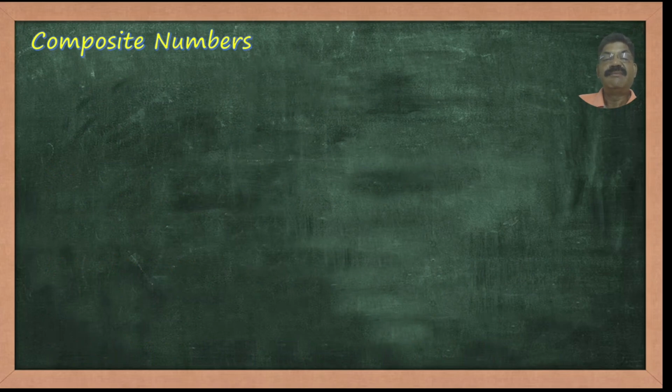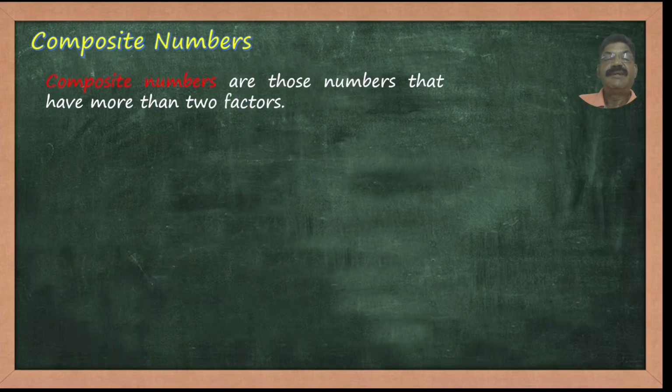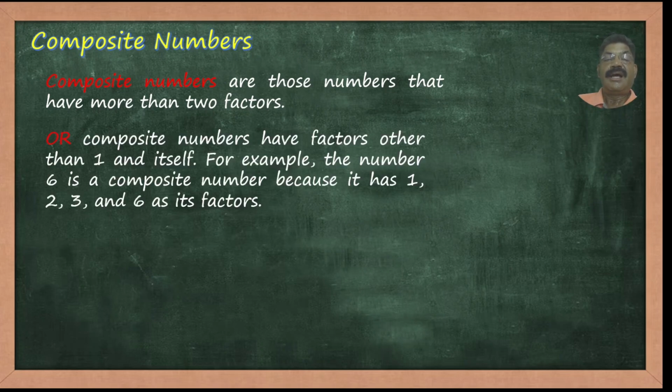Next, composite numbers. What is a composite number? Composite numbers are those numbers that have more than 2 factors. Or composite numbers have factors other than 1 and itself. For example, the number 6 is a composite number because it has 1, 2, 3 and 6 as its factors. You can divide 6 by 2 as well as 3. Therefore, it is a composite number.